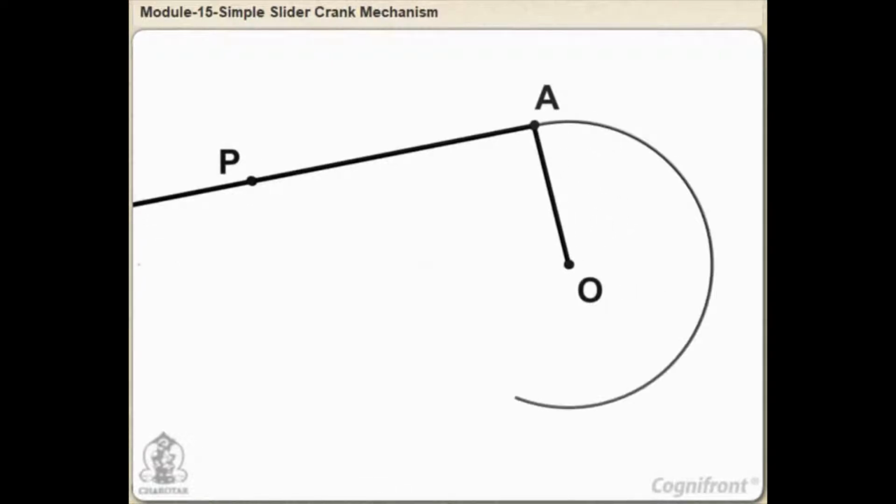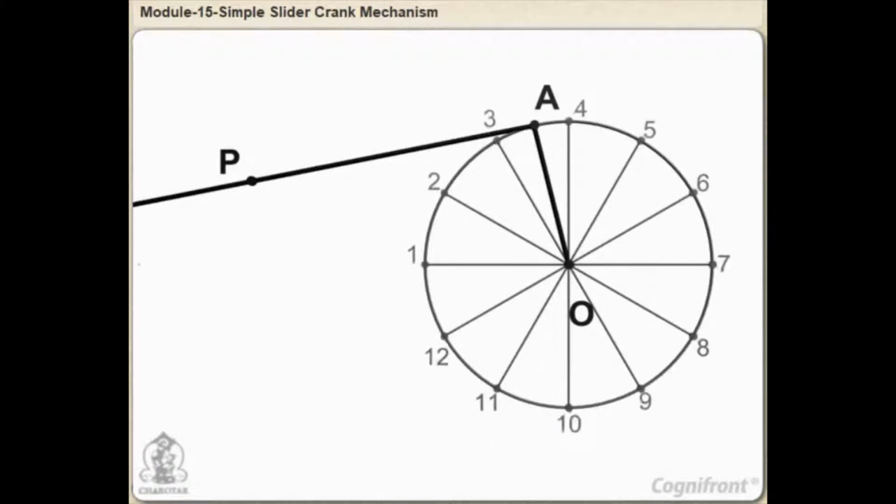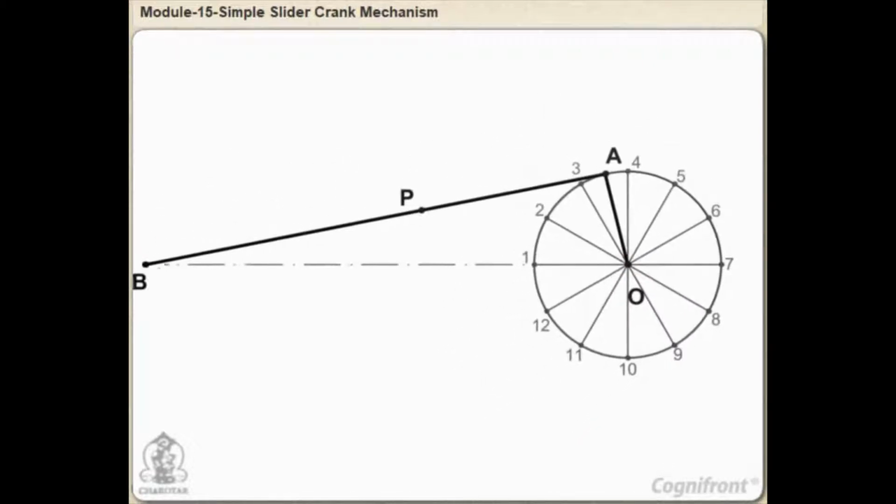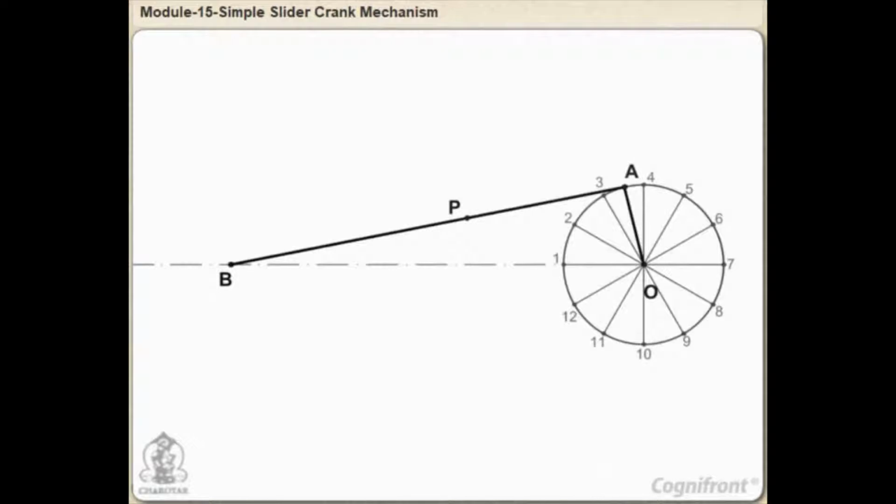First, draw a circle which is the path of point A. Then, divide the circle into 12 equal parts. From the center of the circle O, draw a center line which passes through the end point B of the rod. With center 1 and radius AB, cut the path of B at point B1. Draw a line joining 1 and B1.